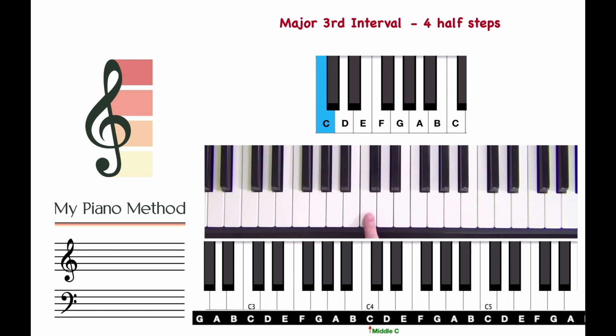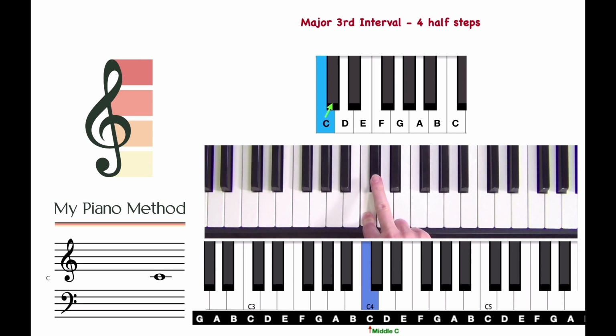We just need to count up 4 half steps. Now we don't include the C, so we put our finger on C and we count up from there. So C to C sharp is 1, to D is 2, to E flat or D sharp is 3, and to E is 4. So there's our 4 half steps. And this is a major third interval. Now if we want to find the minor third interval, we count up 3 half steps. 1, 2, 3. So this brings us to an E flat. So the major third interval is C to E, and the minor third interval is C to E flat.